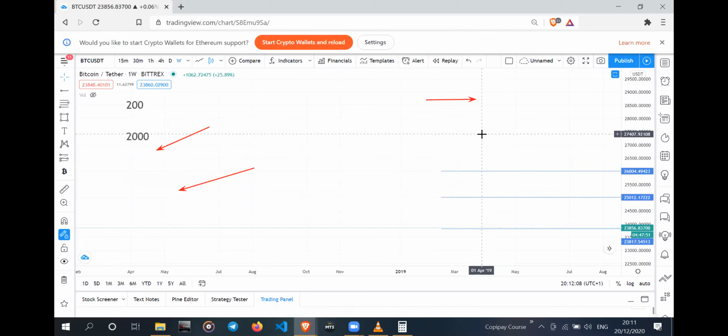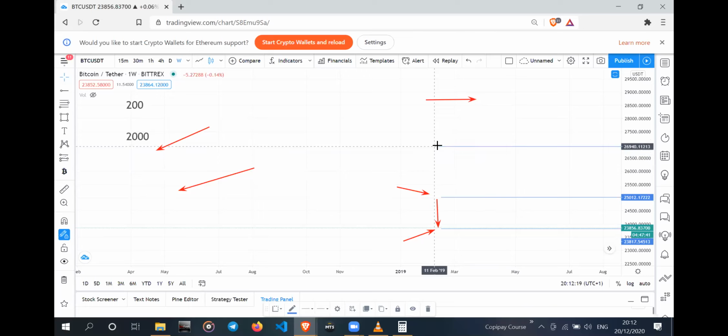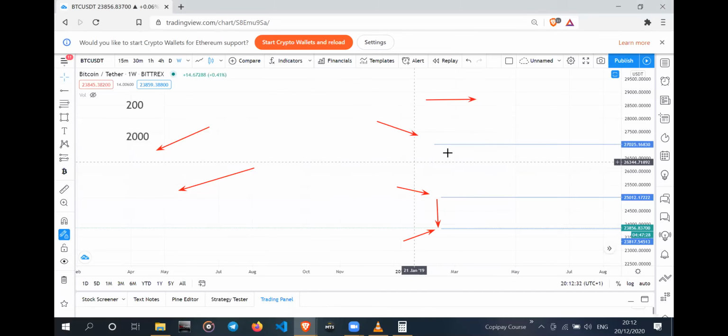But if your risk to reward is 1 to 2, that means you're risking 1K between 25K and 24K. You're risking $1,000 and you're making $2,000. That's from 25K to 27K. So this is just all the mathematics to it.